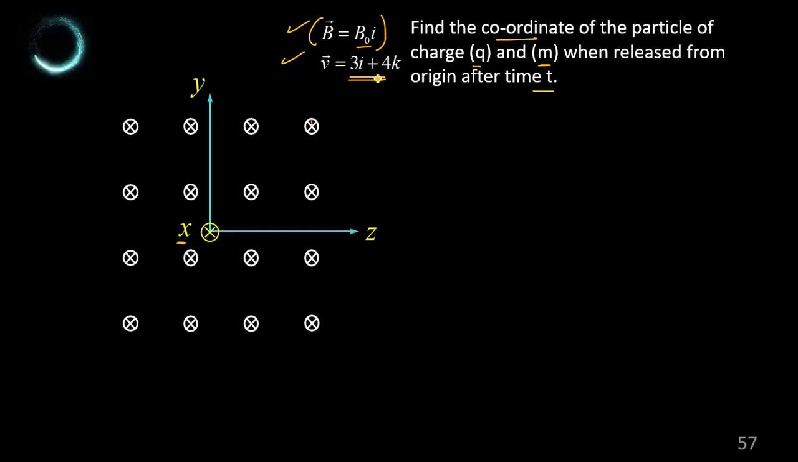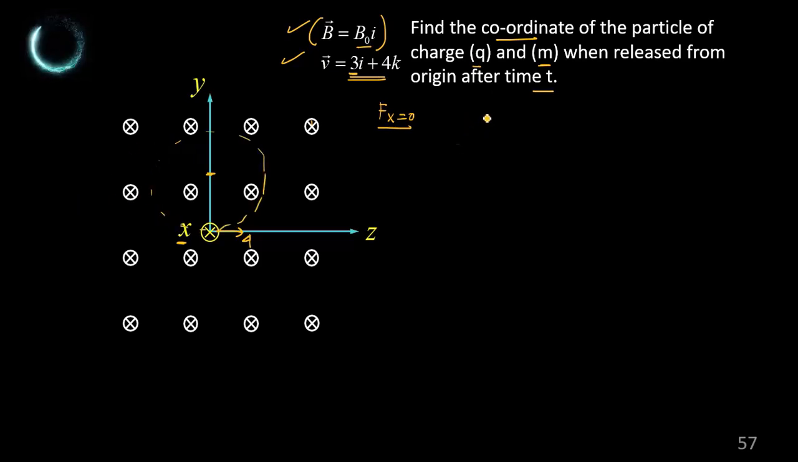Now, since the particle is projected with a velocity of 3 and 4 along the x and z components, the x component of velocity will not experience any force. Why? Because this x component of velocity is parallel to the magnetic field. So the force on this particle along the x direction is nil. Only the force along the y direction will be there, because the velocity is along the direction of 4. So here the particle velocity is 4 meters per second, because of which it will perform circular motion in the yz plane, a circle like this.